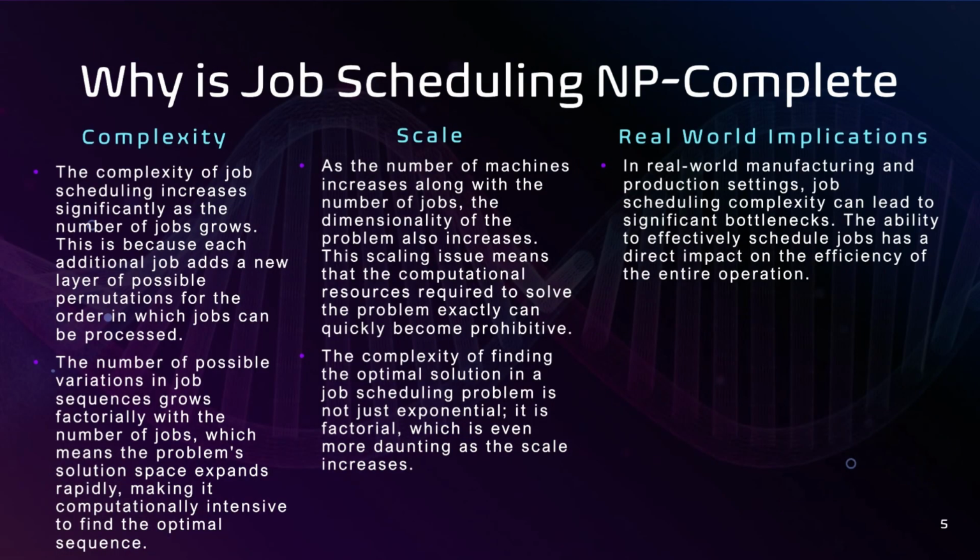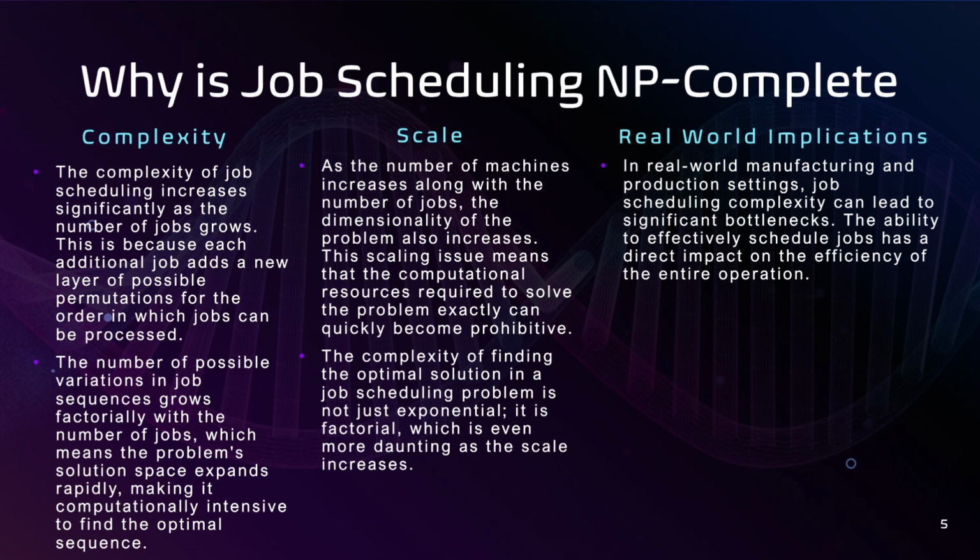So why is job scheduling NP-complete? First, we have complexity. The complexity of job scheduling increases significantly as the number of jobs grows. This is because each additional job adds a new layer of possible permutations for the order in which jobs can be processed. The number of possible variations in job sequence grows factorially with the number of jobs, which means the problem's solution space expands rapidly, making it computationally extensive to find the optimal sequence.